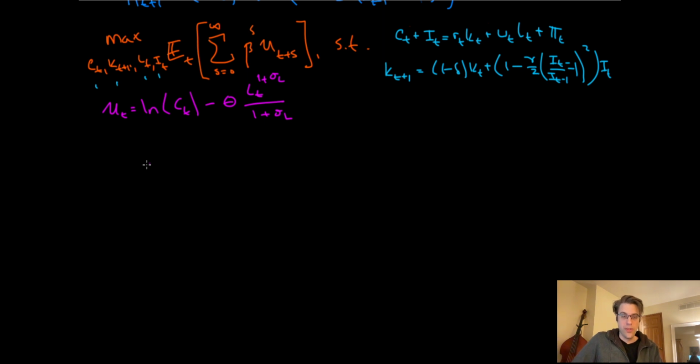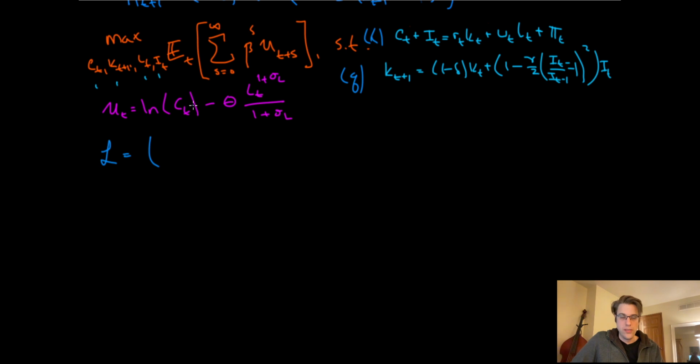Okay, so we need to form the Lagrangian. Change colors, I don't like this purple so much. So we're going to form the Lagrangian, and remember it's going to be an infinite sum of objective minus controls for each time, with the Lagrange multipliers. So we're going to need two multipliers. We're going to need a multiplier here, we'll call it lambda, and we're going to need a multiplier here, we're going to call it q.